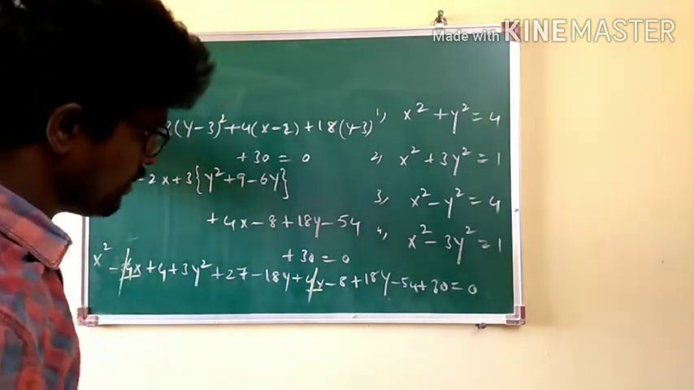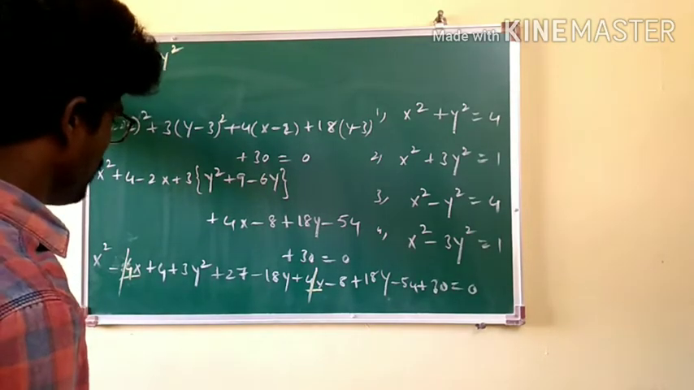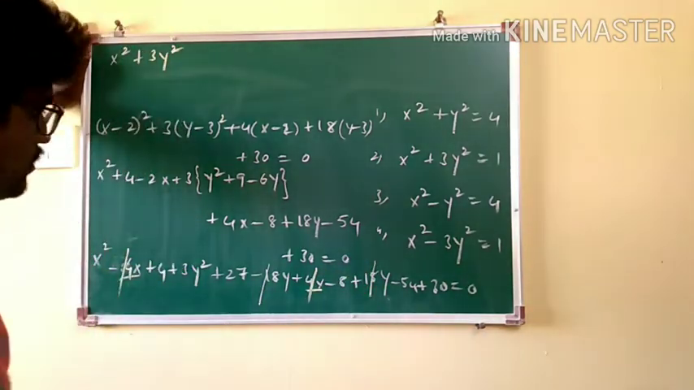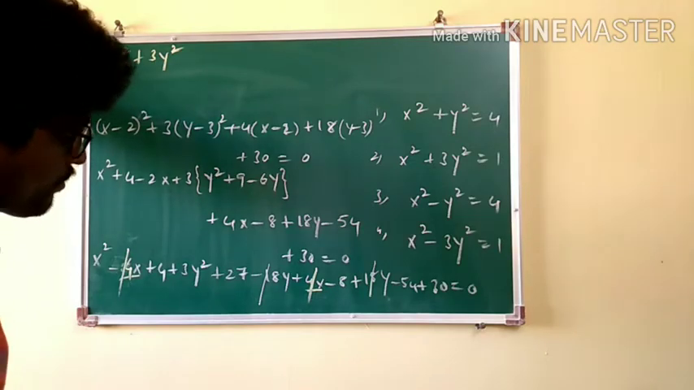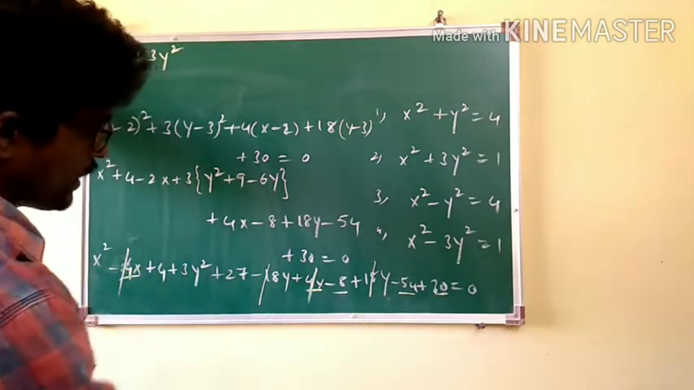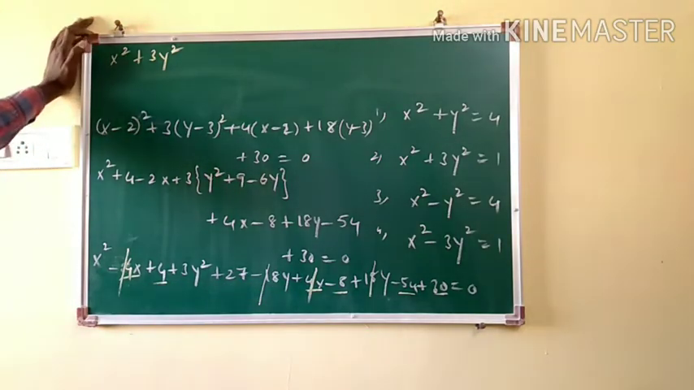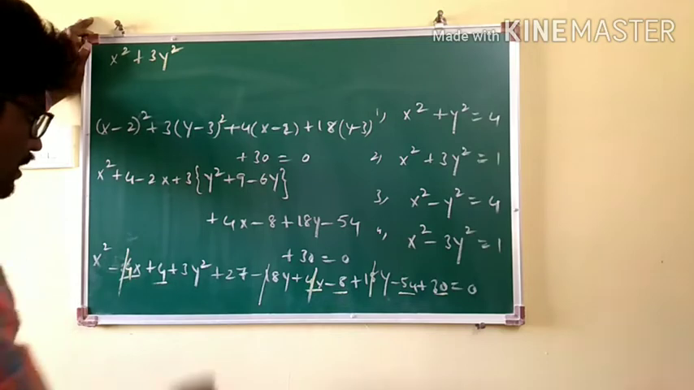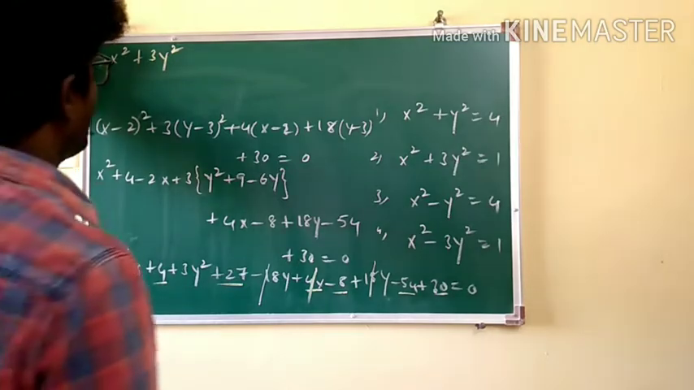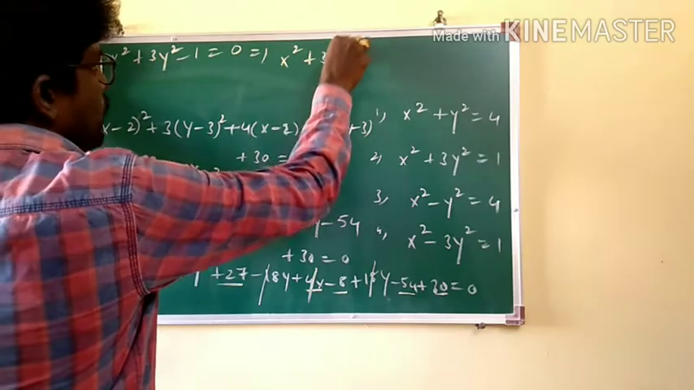This is the reason we may commit very silly errors, so please be careful. And Y terms, minus 18Y and plus 18Y cancel. Coming to constants, we are left with only constants. Minus 54 plus 30, minus 24; minus 24 minus 8, minus 32; minus 32 plus 4, minus 28; minus 28 plus 27, minus 1. So minus 1 is equal to 0, and hence X square plus 3Y square is equal to 1.